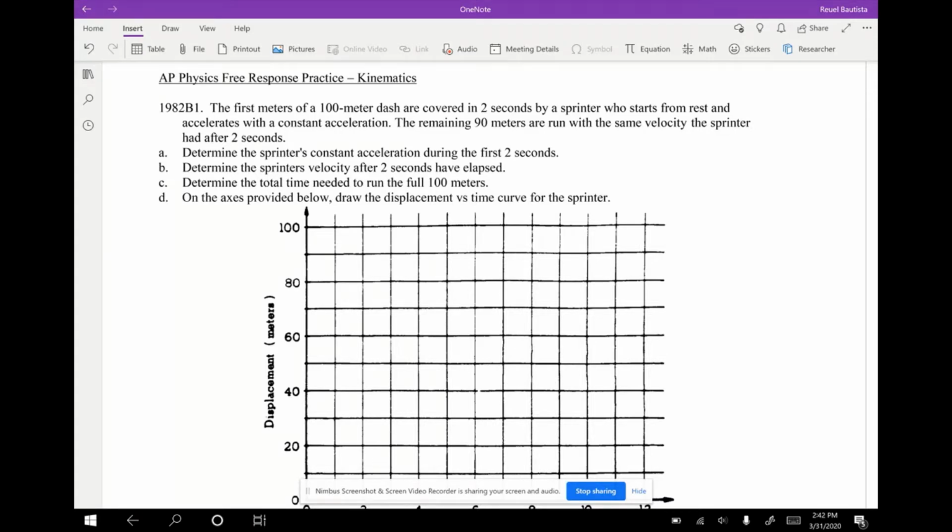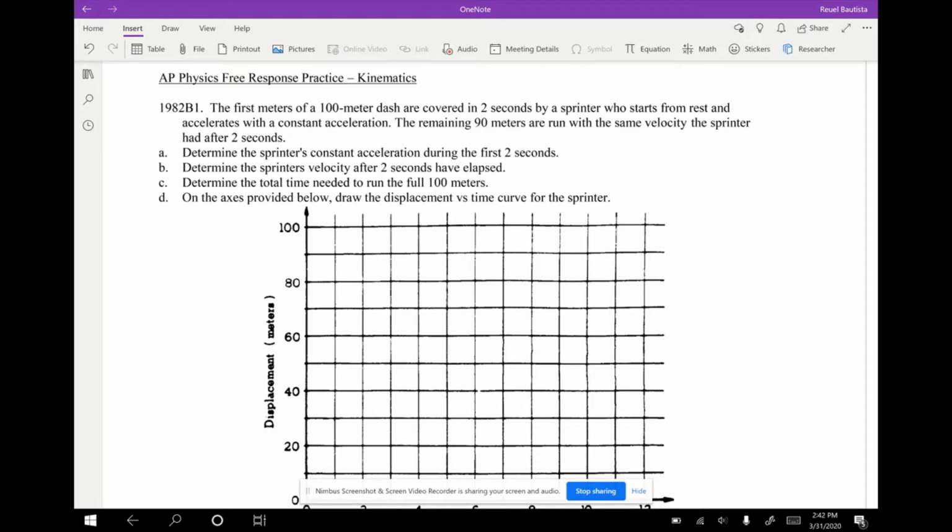So here we have a free response question from 1982. This is a very old free response question, but this is all kinematics, right? The first 10 meters of a 100-meter dash are covered in 2 seconds by a sprinter who starts from rest and accelerates with a constant acceleration. The remaining 90 meters are run with the same velocity as the sprinter had after 2 seconds. So part A is asking to determine the sprinter's constant acceleration during the first 2 seconds.